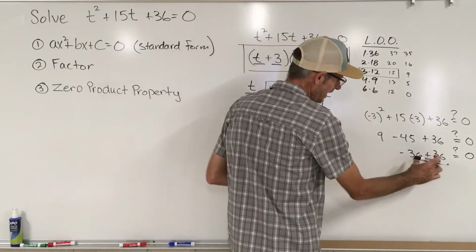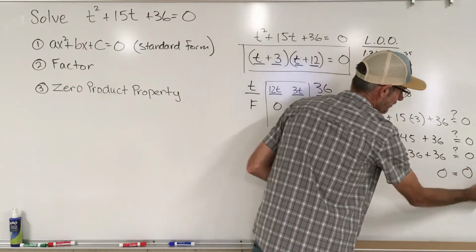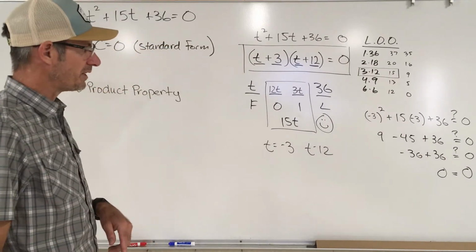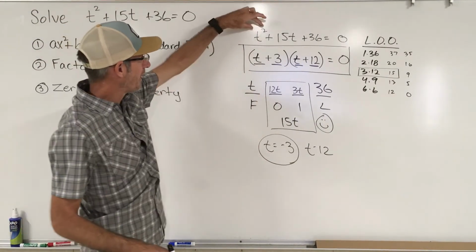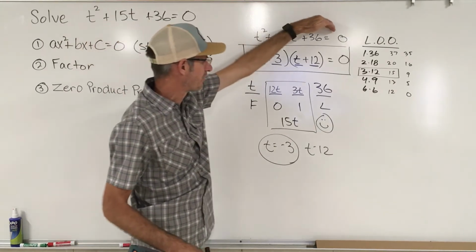And I'm trying to find out, does that equal 0? And as you can see, negative 36 and positive 36 does equal 0. So that is definitely one of my solutions. So I checked, and negative 3, if I plug it in for t, it definitely makes the left side come out to 0 to match the right side.